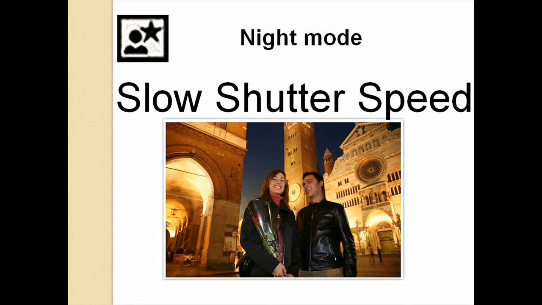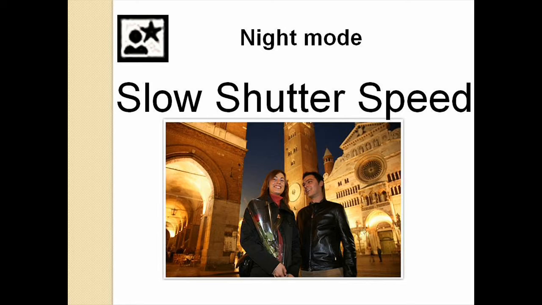But here's the thing. With a slow shutter speed, anything that moves becomes blurry. So you need a tripod or hold the camera very steady to keep the buildings nice and sharp. If they were moving, they'd be blurry. But I told them to stand still. I also put it into what's called night portrait mode, because night portrait mode uses a slow shutter speed plus a little pop of flash to light them up.